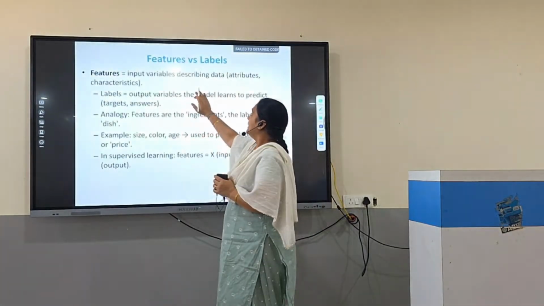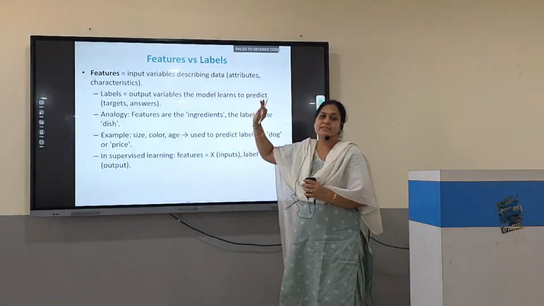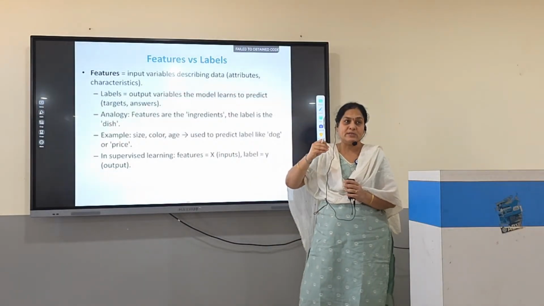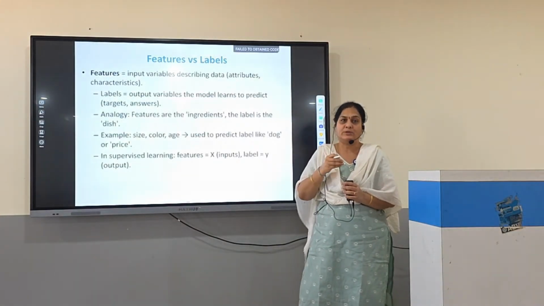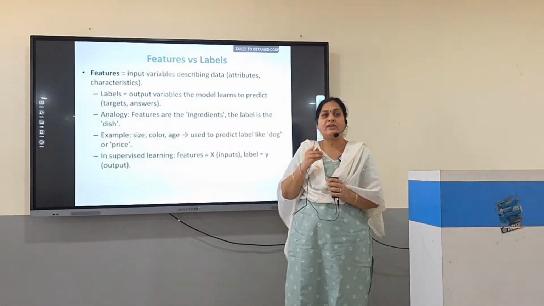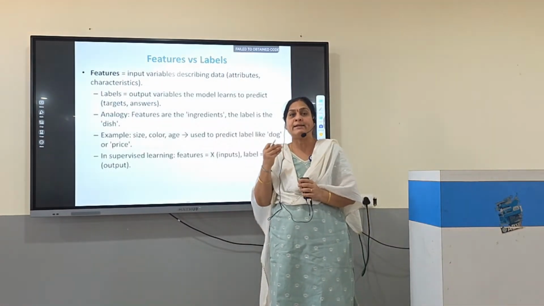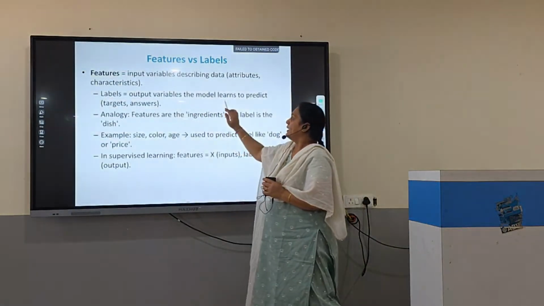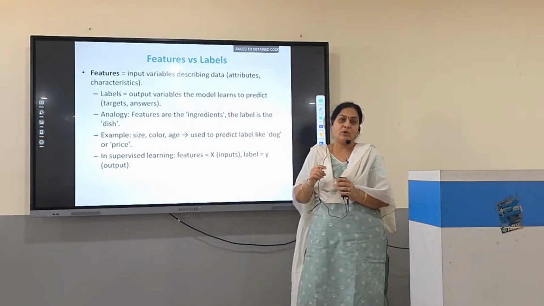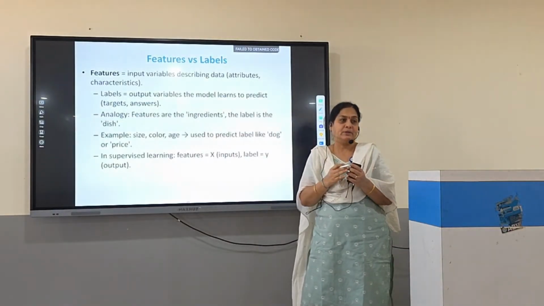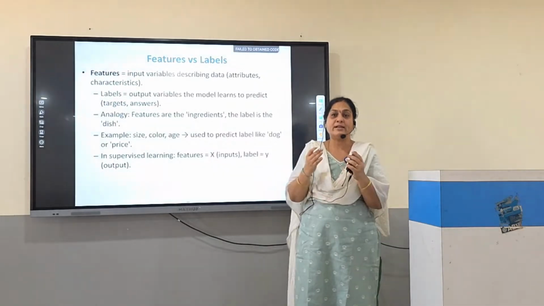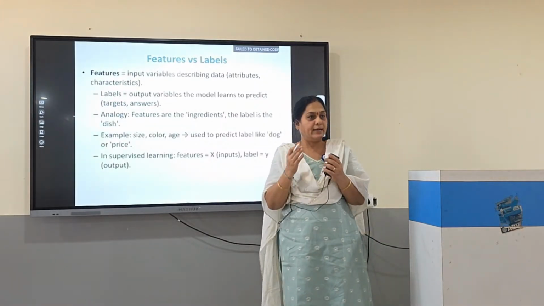So features are the input variables describing the data. Another name for features is attributes, okay? These attributes or features describe the characteristics of the data. And the labels are the output variables the model learns to predict. What is the model trying to predict? That becomes your output, whether the student is going to pass or fail.